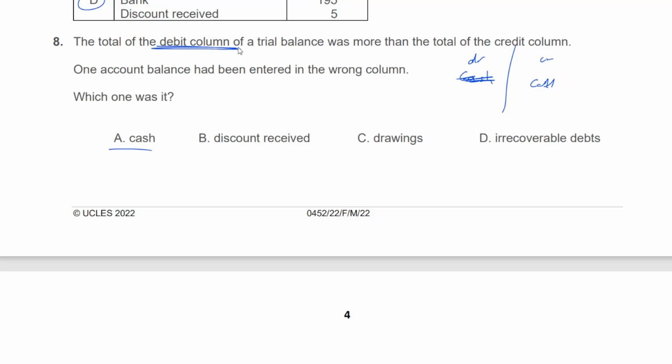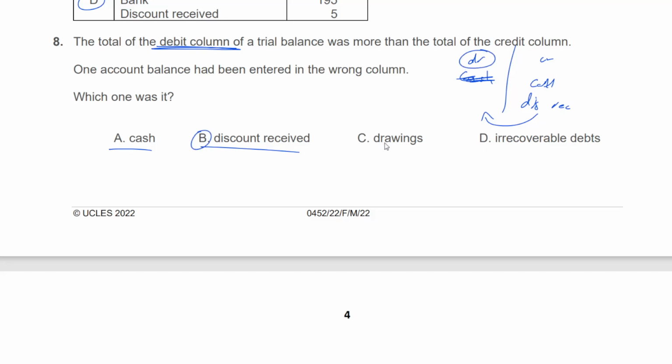You see, our debit column is bigger. So it must be something that is supposed to go on the credit, but we mistakenly put it on the debit. Cash goes on debit anyway. Discount received is an income. It goes over here. Discount received normally goes on the credit side. So this must be the one where we messed up. We must have put that on the debit side. So if we mess this up, it's going to overstate the debit side.